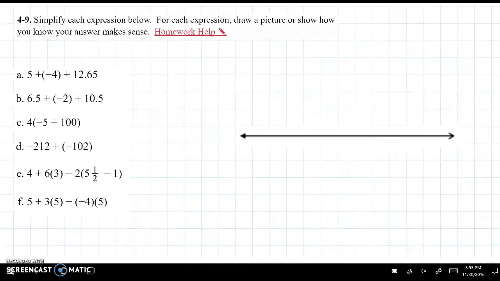Hey, everyone. So we are doing problem 9 from chapter 4 about simplifying expressions. So I'm not going to do them all. Maybe I will. Just kind of wanted to talk to you about how I saw these.